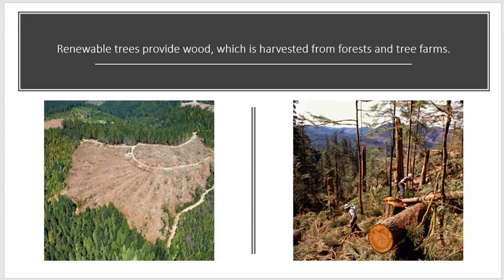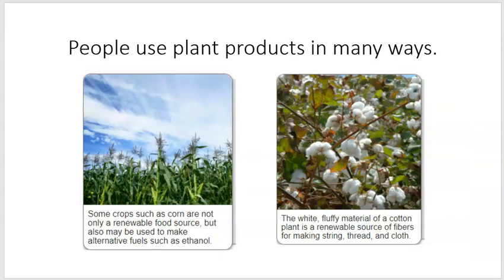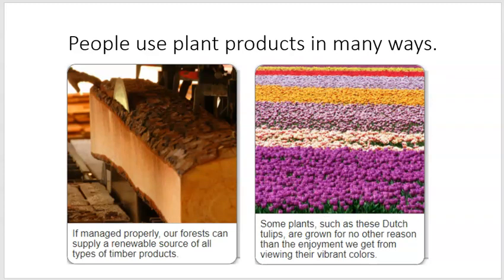Yet, if managed well, any forest provides a consistent supply of wood and related materials that people use to make paper and other products. People use plant products in many ways. Plants are highly renewable resources that people use for foods, fuel, medicine, clothing, tools, construction materials, and enjoyment. Some crops, such as corn, are not only a renewable food source, but also may be used to make alternative fuels such as ethanol. The white fluffy material of a cotton plant is a renewable source of fibers for making string, thread, and cloth. If managed properly, our forests can supply a renewable source of all types of timber products.